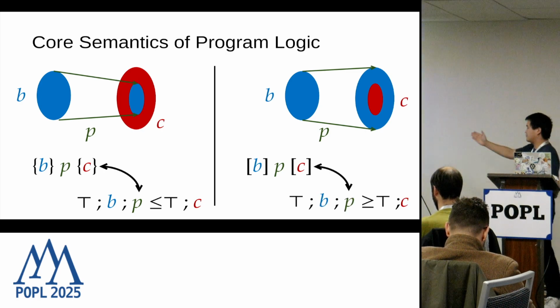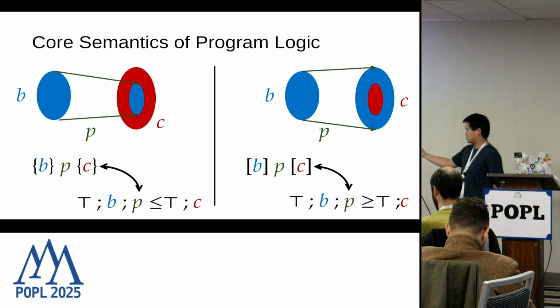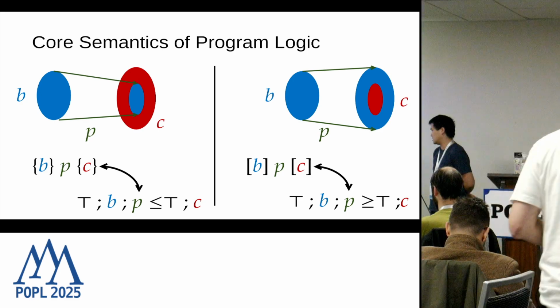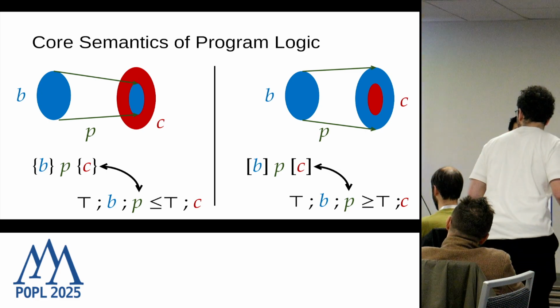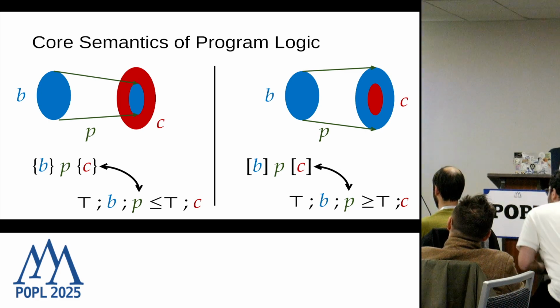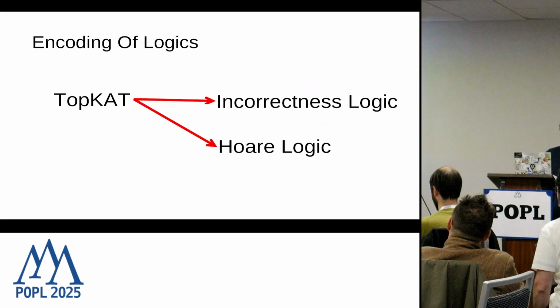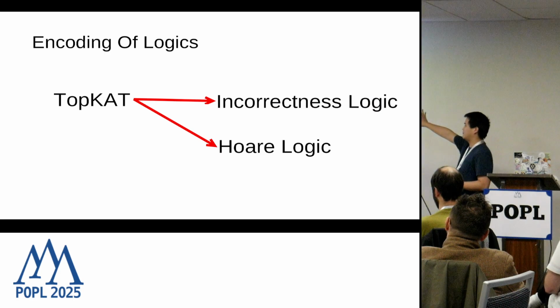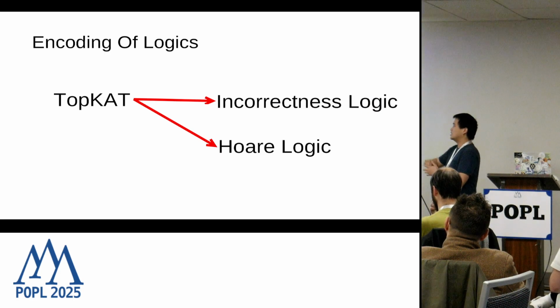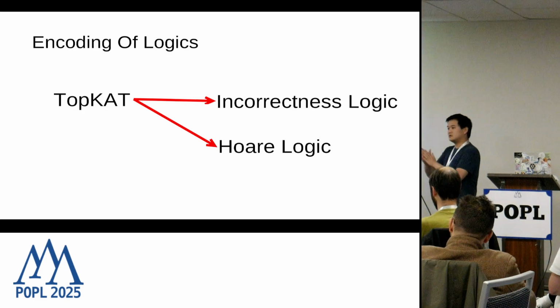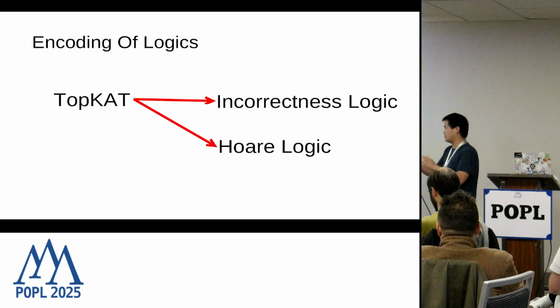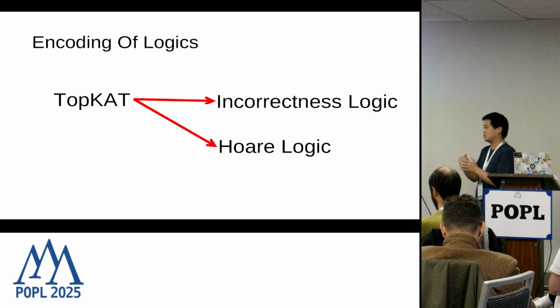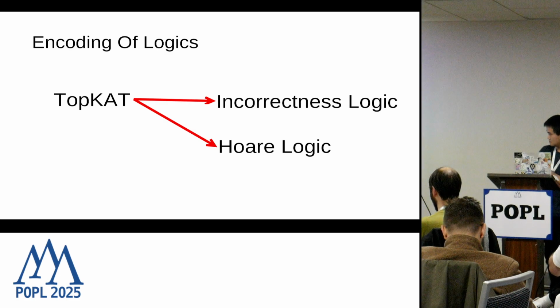And similarly, for incorrectness logic, you just need to switch the inequality. And this encoding turns out to be surprisingly successful because we were able to derive all the proof rules of incorrectness logic and Hoare logic just with this encoding. And by proof rule, I mean structural proof rules, which exclude the assignment rule, because in here we don't have a definition of assignment.